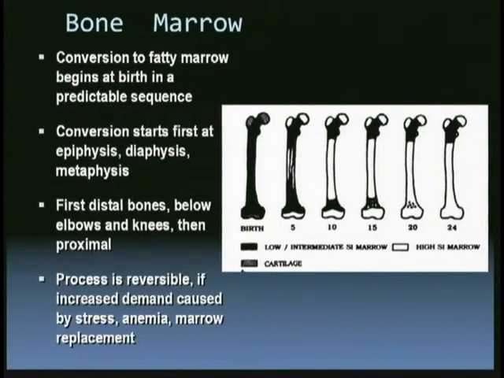So bone marrow at birth is completely red, but soon after birth there is a conversion to fatty marrow that occurs in a very predictable way. So first the epiphysis becomes fatty, and then the diaphysis, and finally we have the distal metaphysis that will become more fatty to reach an adult pattern by the mid-20s. However, this process is reversible, and the reversal will also occur in a very predictable way.